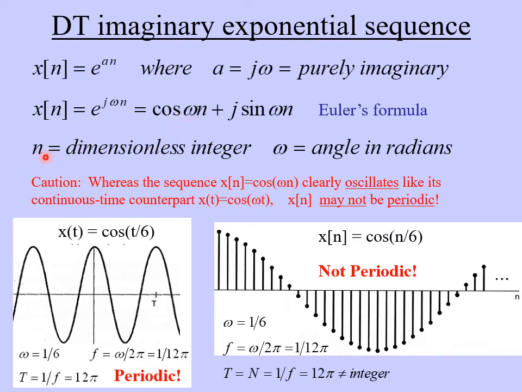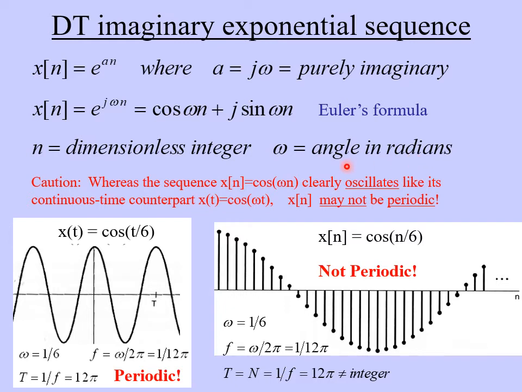And also remember that n here is our index, like our time index, but it's not really time because it's a dimensionless integer. It doesn't carry any units. Likewise, omega, even though we sort of call it our frequency here, we have to be careful. It really represents an angle in radians.